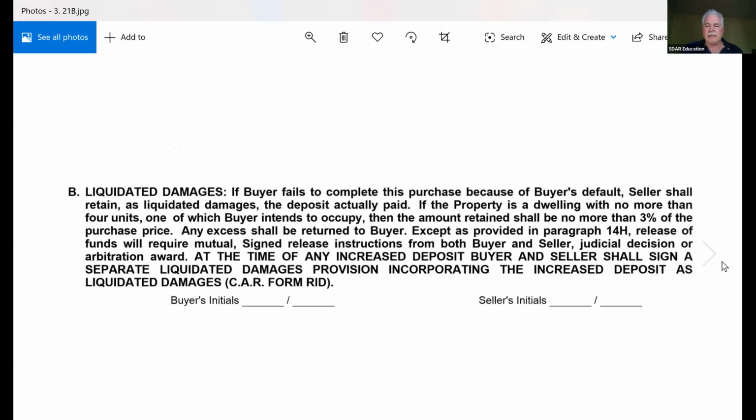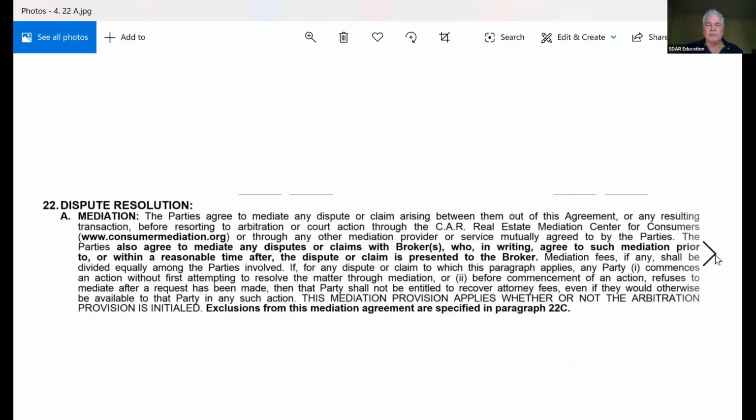So that being said, let's take us to dispute resolution. This is what happens if we aren't getting along. We're not playing well in the sandbox together. What are we going to do here? So let's talk about that. There are a couple of different options.